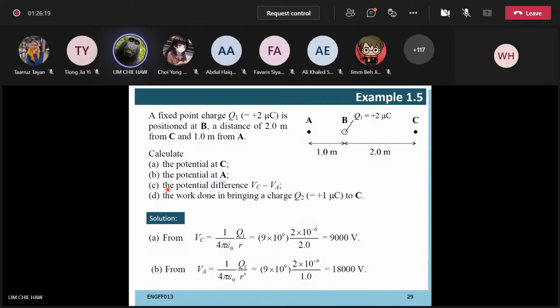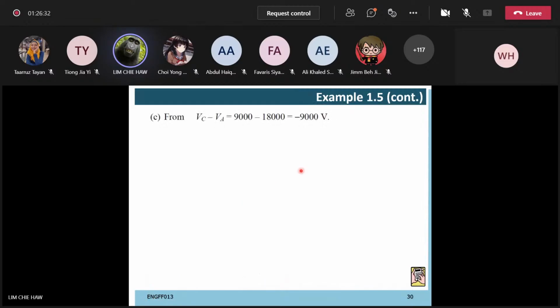How about the potential difference VC minus VA? That will be very simple, isn't it? What you need to do is just use VC minus VA. So therefore you get negative 9,000 volt. How about part D here?